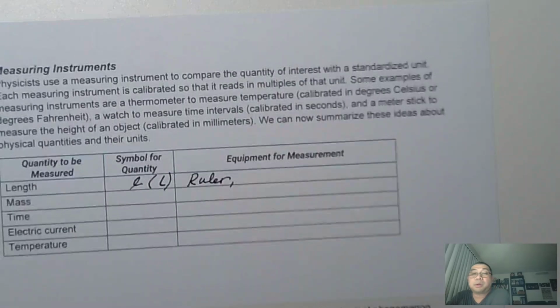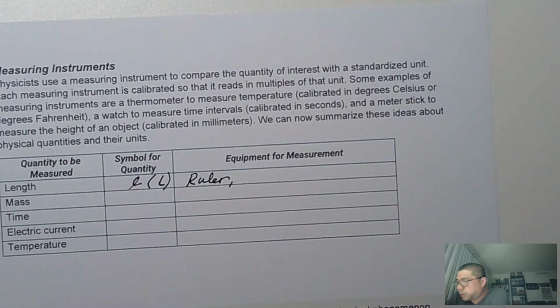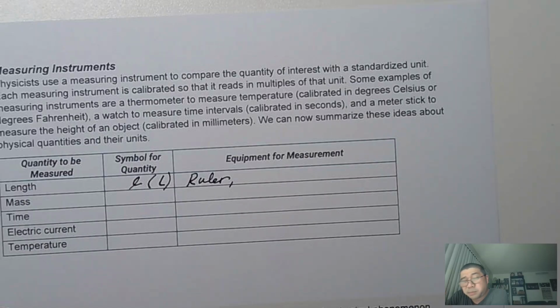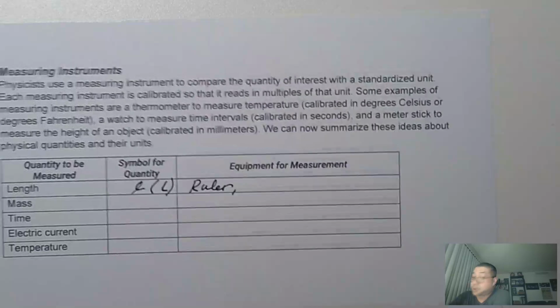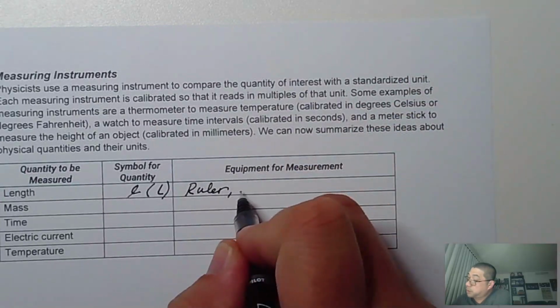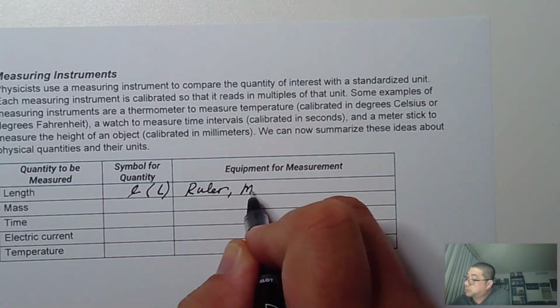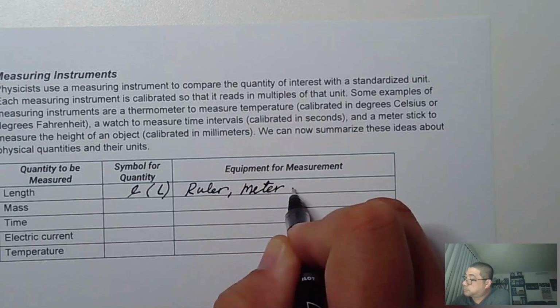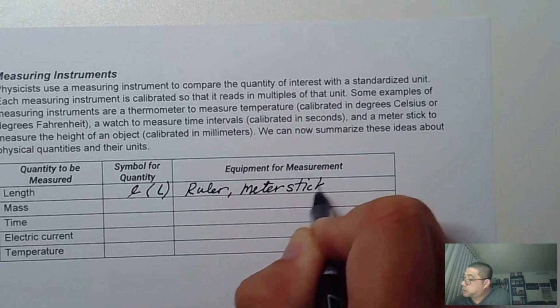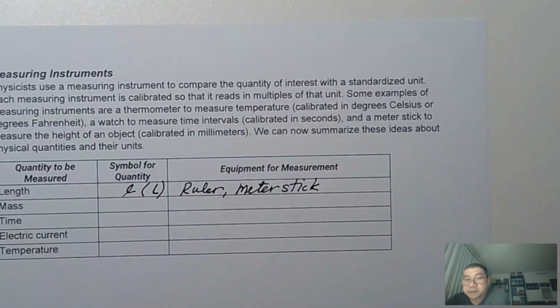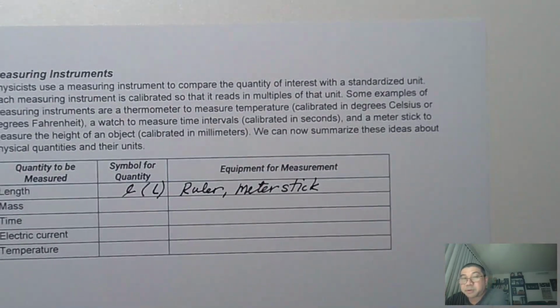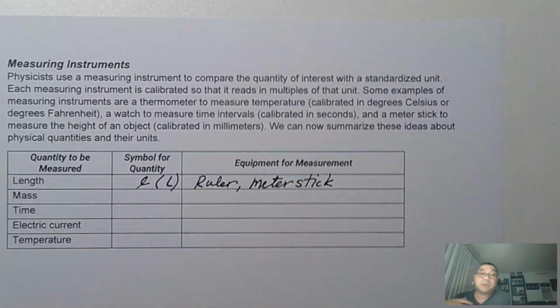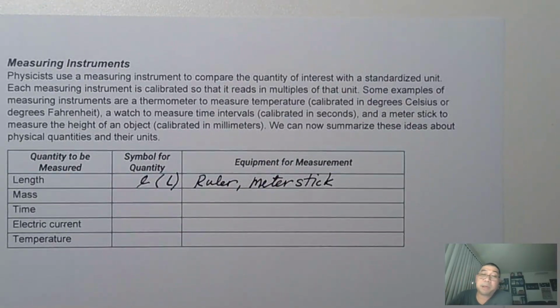And how long is a ruler? Some of you would say it's 12 inches. Yes, that's the English system. However, in terms of a metric ruler, that is 30 centimeters. Now we have a meter stick. How long is a meter stick? That's why it's called a meter stick, because it's 1 meter.